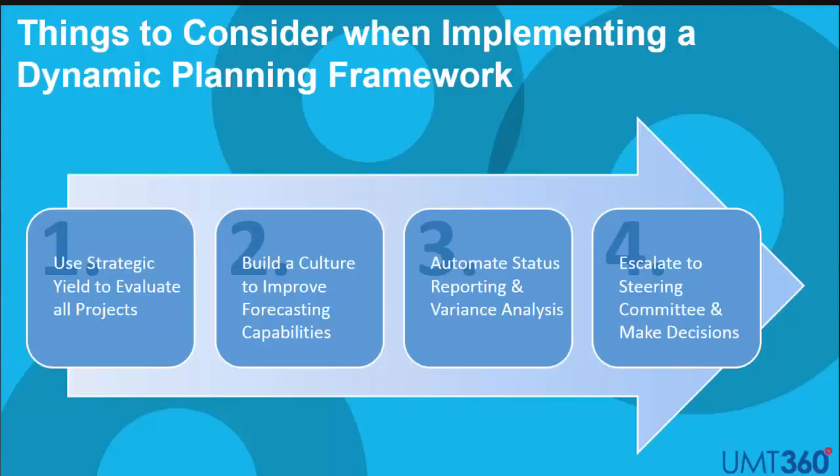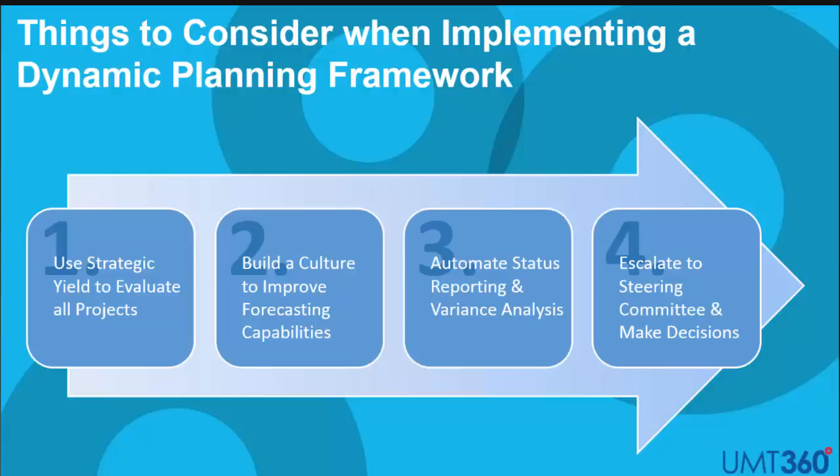So I'm going to go into the four key things that I think we need to consider when looking at a dynamic planning framework. Now, it would have been obvious, and I excluded it from here, to say we need a way of gathering demand from across the organization so we can effectively compare and contrast it. That's a given, but didn't quite make my top four in the list here. The first is a need for a new metric, strategic yield, to effectively evaluate projects throughout the life. The next is we have to improve our forecasting capabilities, and we'll talk more about that.